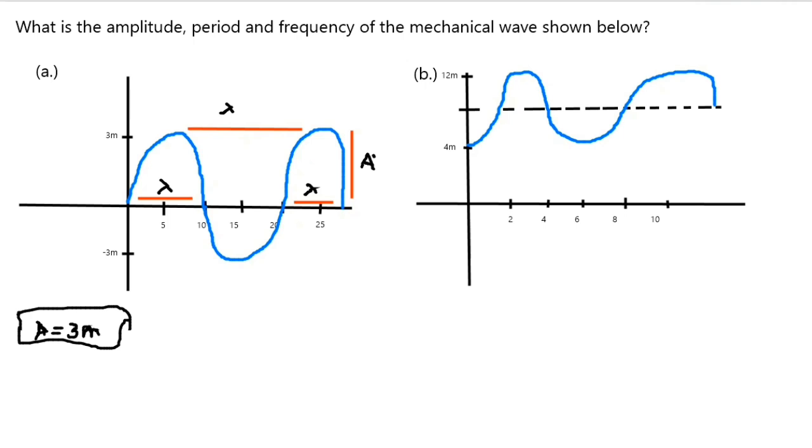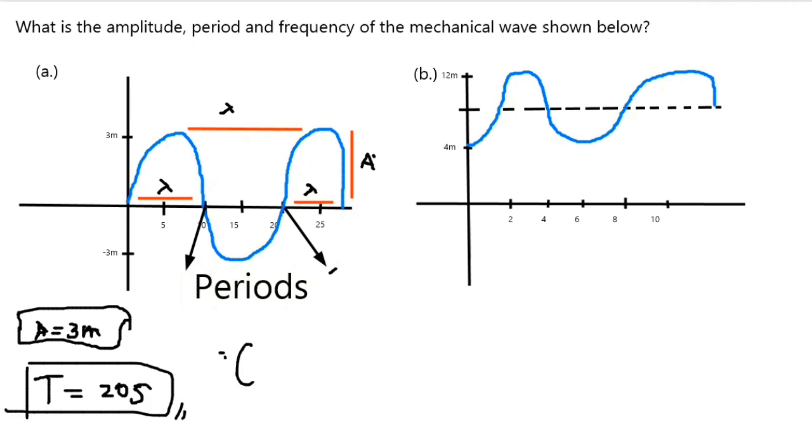Okay, now let's calculate the period. So what is the period? So the period here is just these things. This 10 seconds and this 20 seconds. So what we're going to get as the answer is just the 20 seconds and not the 10 seconds. Basically, period is just the time for a cycle.